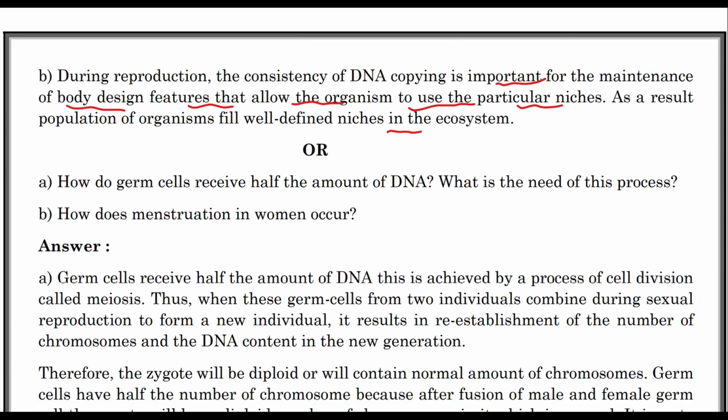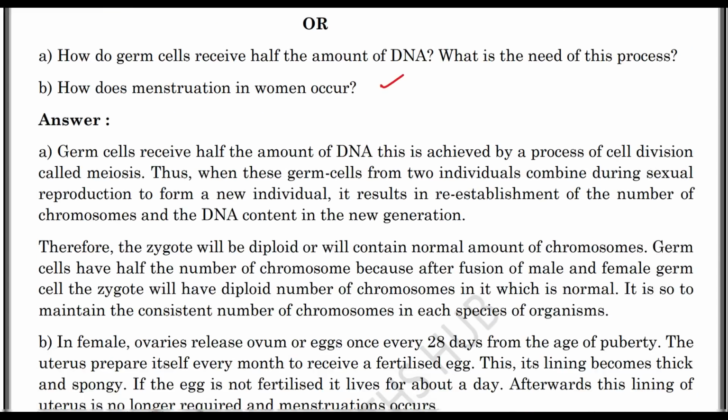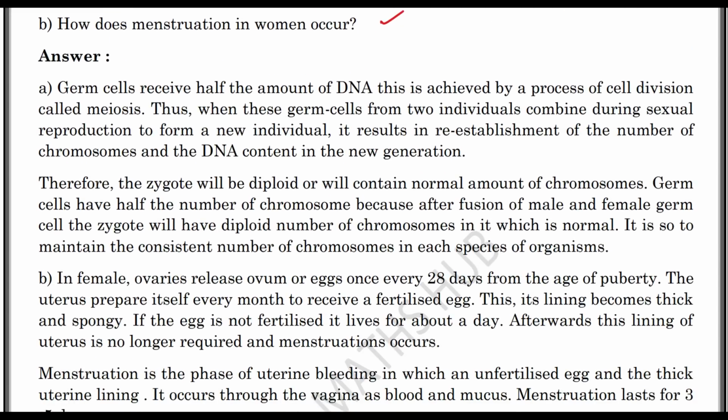Next important question: how do germ cells receive half the amount of DNA? What is the need of this process? How does menstruation occur in women? Germ cells receive half the amount of DNA. This is achieved by the process of cell division called meiosis. The germ cells receive only half the amount of DNA.